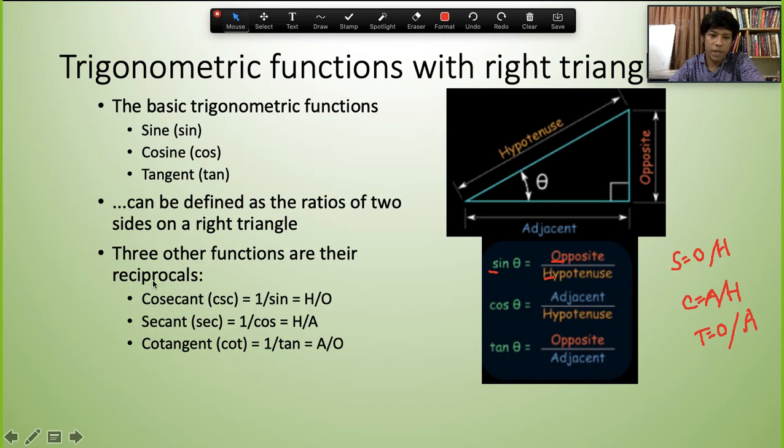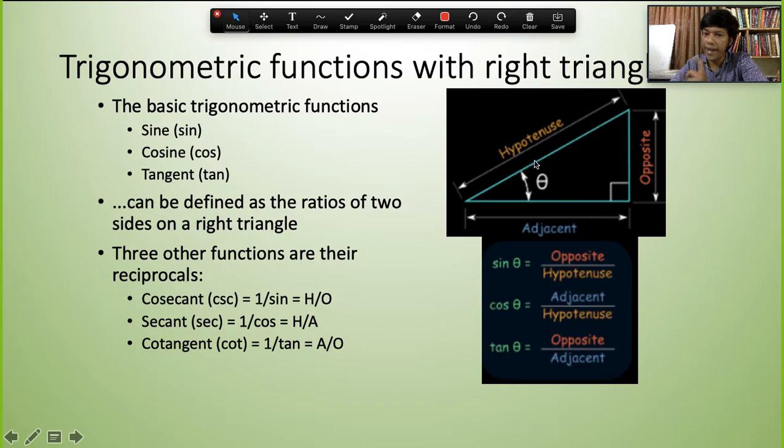Now, as I said, the reciprocal of sine, cos, and tan is cosec, sec, and cot. If you just alter it, this is opposite by hypotenuse, then cosec will be hypotenuse by opposite. So by shifting this, we will get the other three.